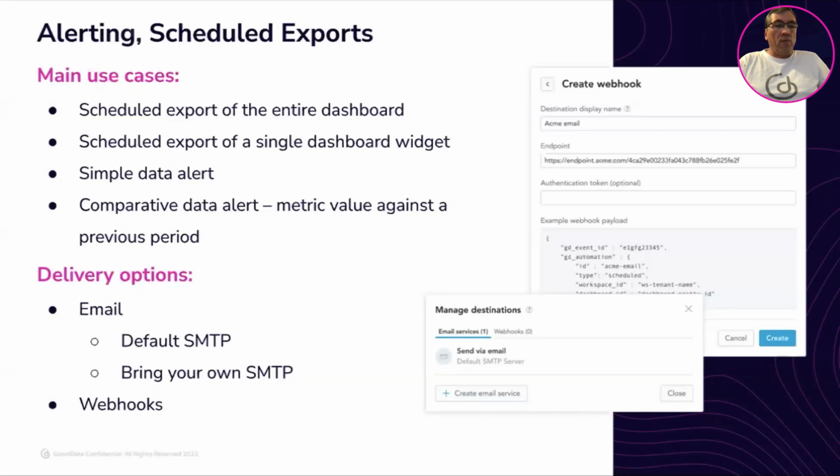Webhooks, you can define one or many webhooks. It basically lets you integrate with external systems, and this way you can, for example, distribute exported dashboards into SharePoint server. You can send notifications into communicating platforms like Microsoft Teams or Slack. You can create automation that will create, for example, issues in issue tracking systems like Jira or ServiceNow or Zendesk. You can create actions in Salesforce.